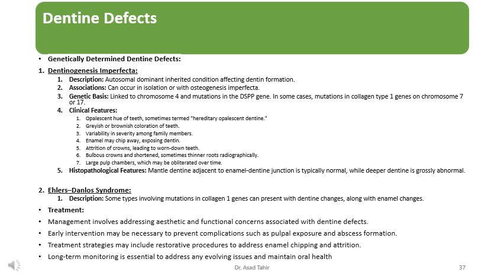Enamel may chip away, exposing dentin. Attrition of crowns, leading to worn-down teeth. Bulbous crowns and shortened, sometimes thinner roots radiographically. Large pulp chambers, which may be obliterated over time. Pathological features. Mantle dentine adjacent to enamel dentine junction is typically normal, while deeper dentine is grossly abnormal.